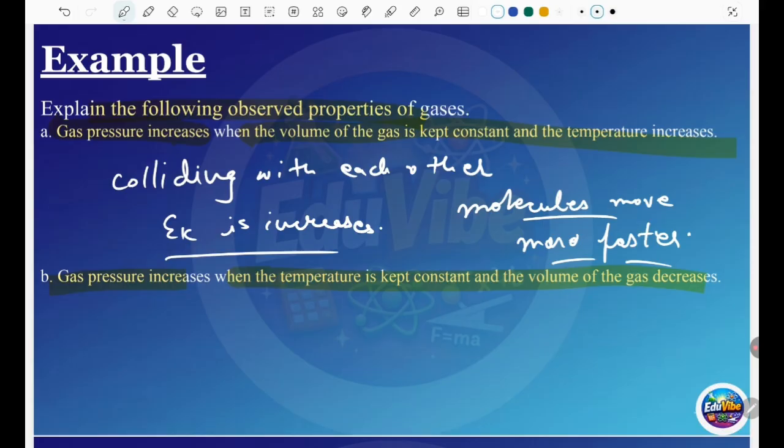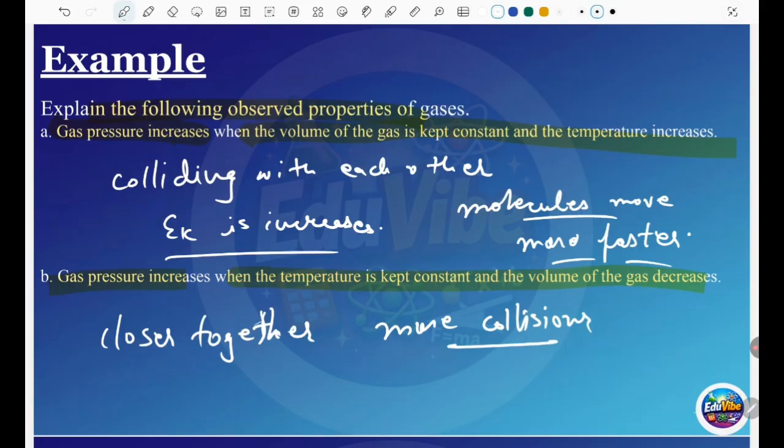As a result of the decrease in volume of gas, the molecules are forced closer together, and they also result in more frequent collisions between the molecules and the walls of the container. So you have to include all of this: more collisions, closer molecules, and contact with the walls.